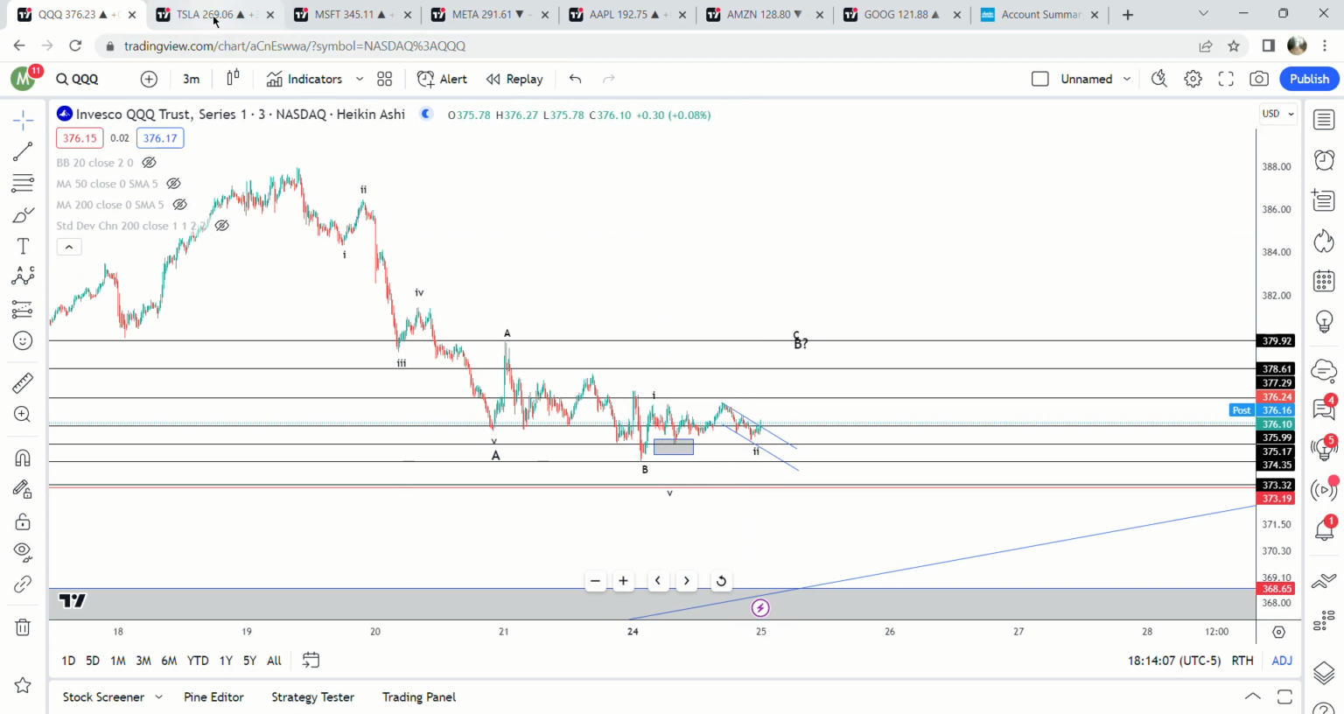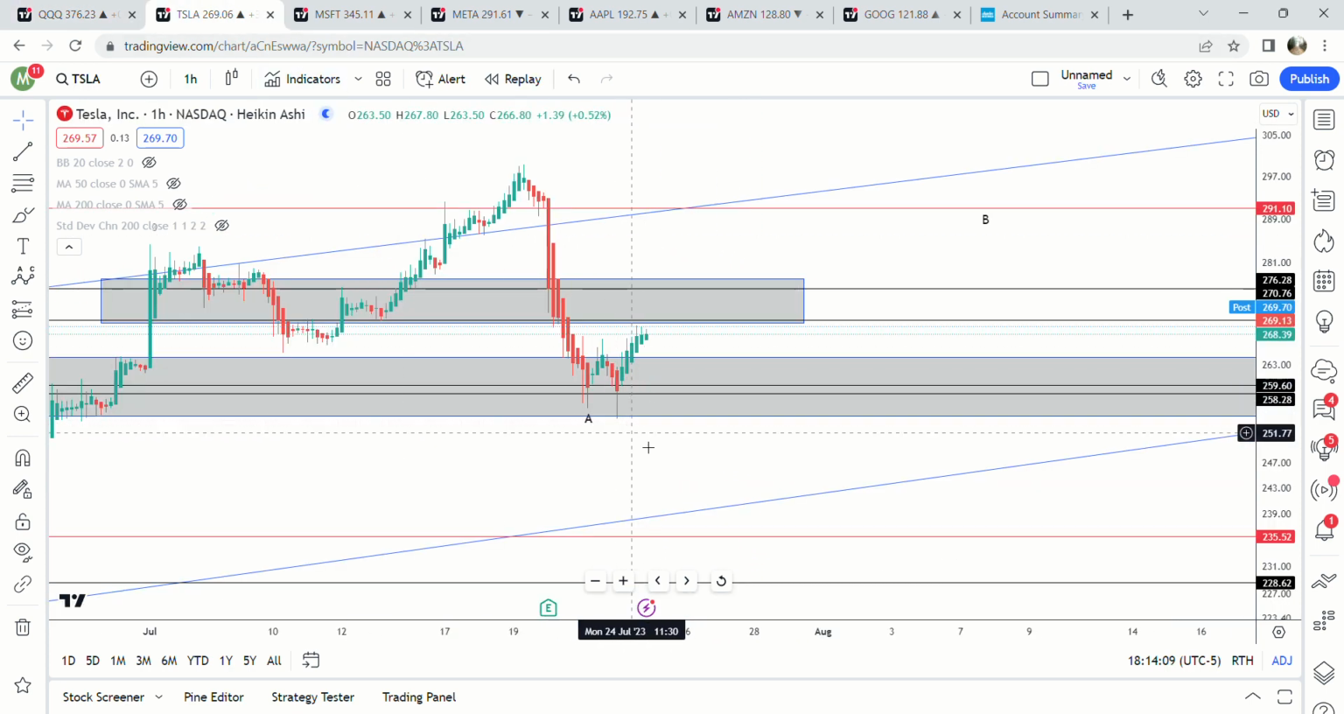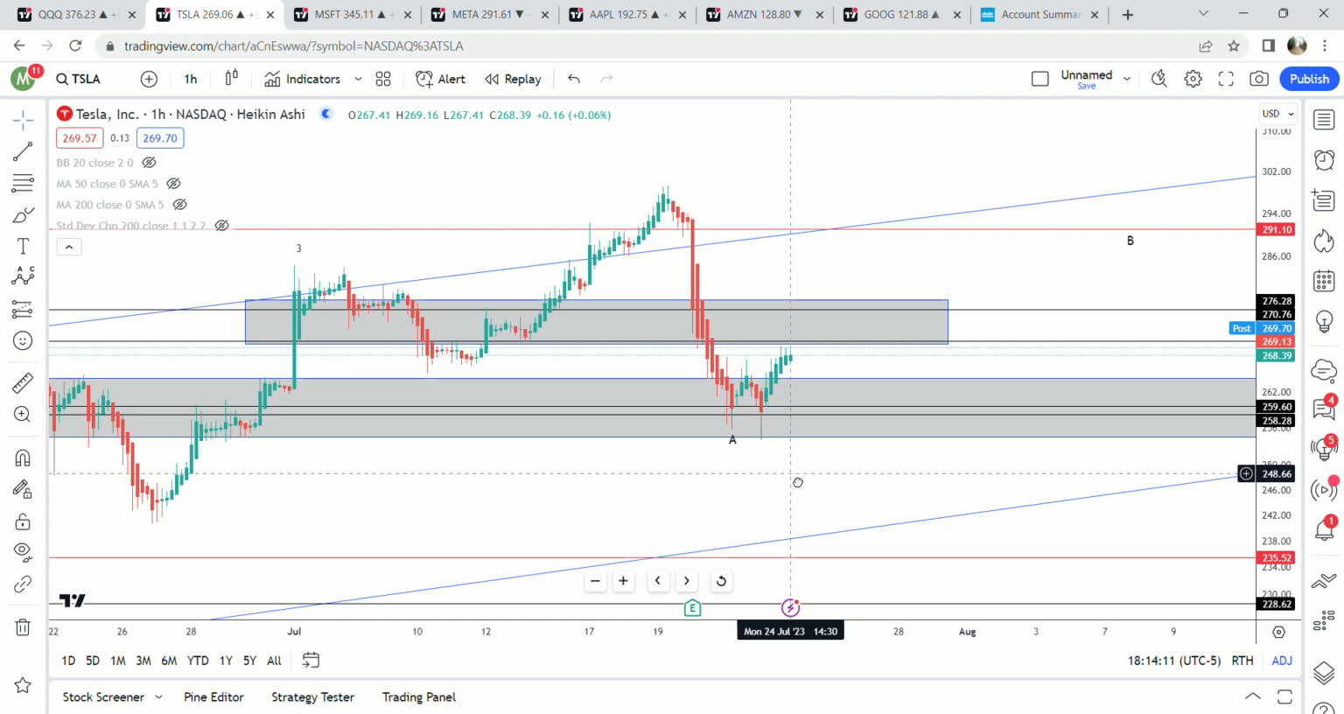If you watched my video last night, you could have made some pretty good money on Tesla if you bought this dip right here. And hopefully that continues. Hopefully all these videos come true and they're all correct.